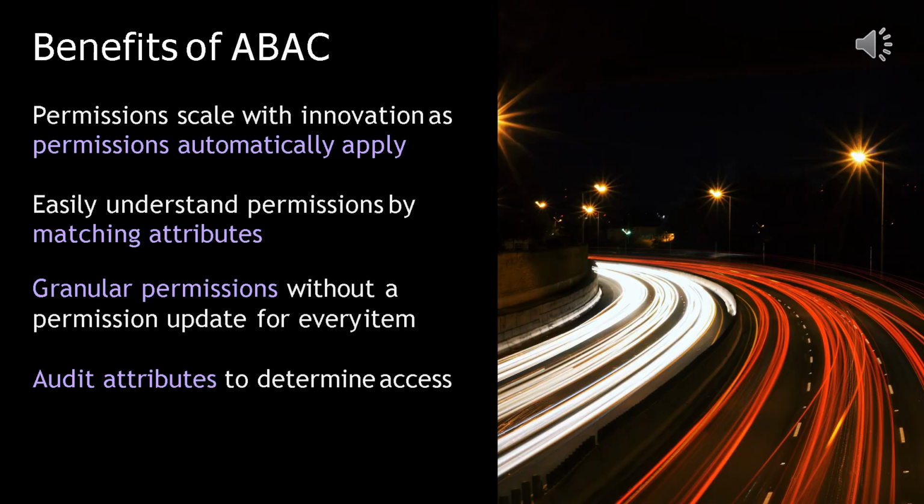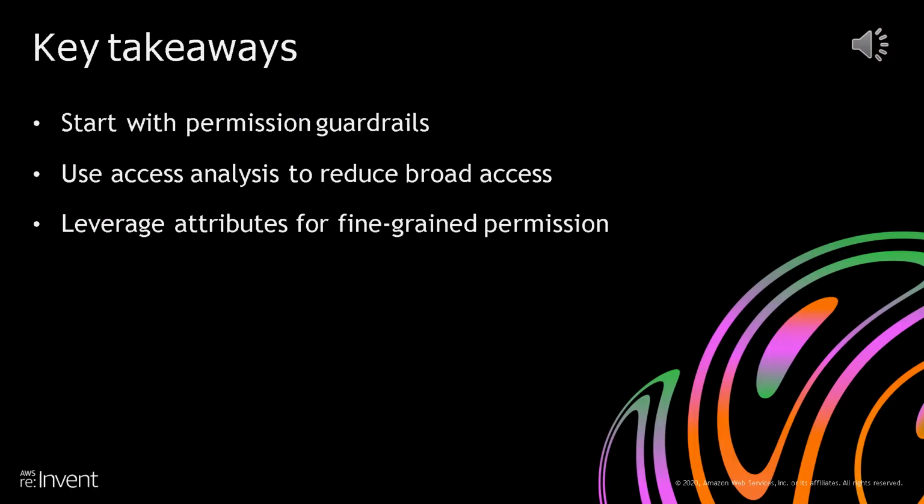Now let's look at some of the benefits of using ABAC, starting off with the ability to use a permission model that scales with innovation. We are also able to easily understand permissions by matching attributes. We're able to have granular permissions without a permission update for every item. And we're also able to have audit attributes to determine access.